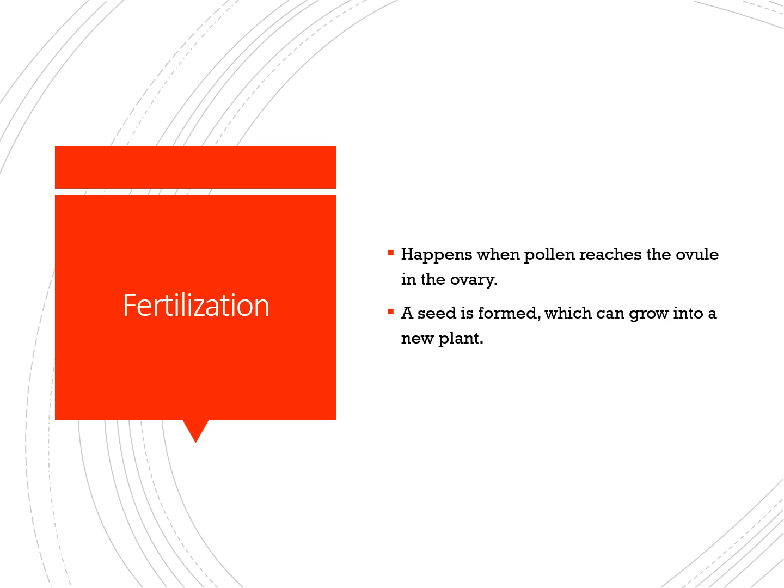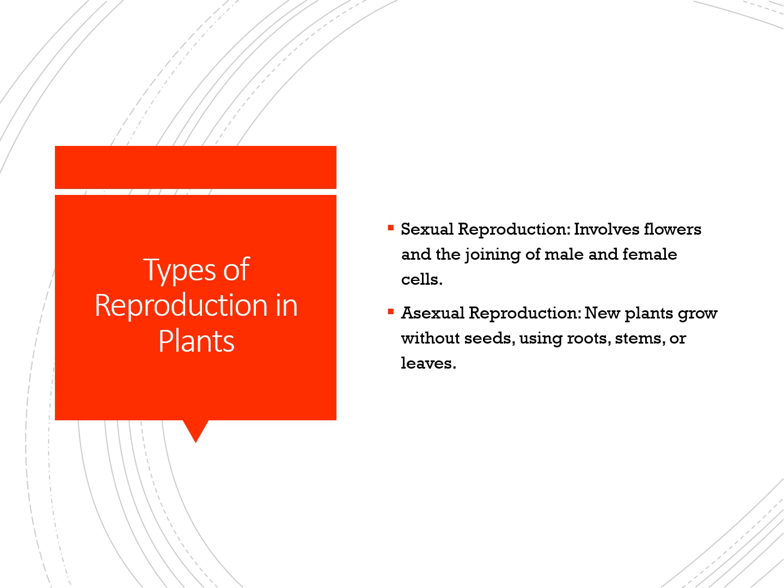Fertilization. Once pollination is completed, fertilization starts to happen. When the pollen reaches the ovule in the ovary, a seed is formed which can grow into a new plant. After fertilization, the new plant is ready to grow.